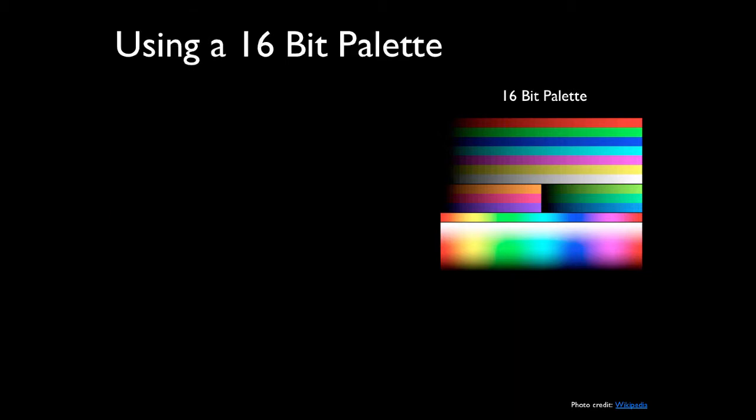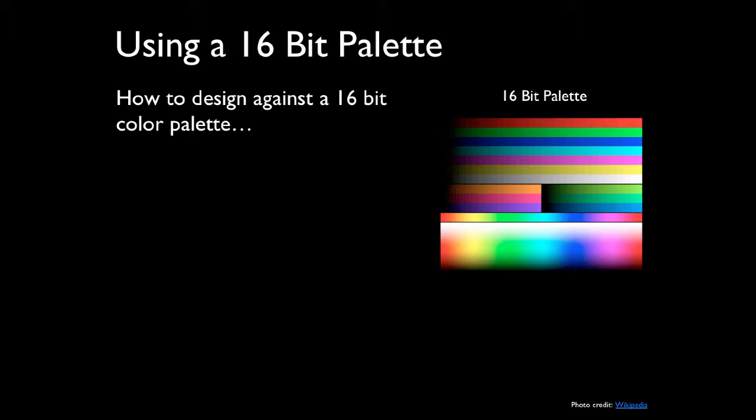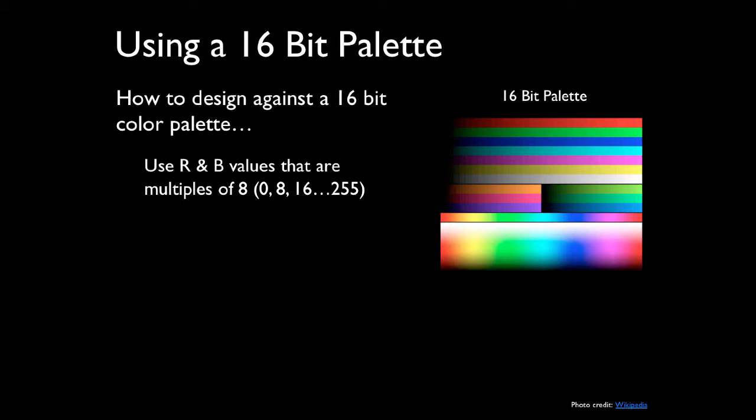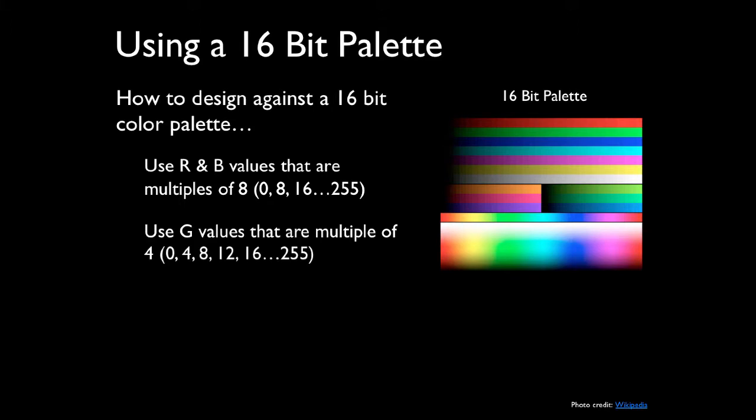So how would one use a 16-bit palette? Well, it's not too complicated, and it's more of a mathematical thing. So when you pick out your RGB values, anything that's red or blue, you look for values that are multiples of 8. So 0, 8, 16, and then 255 is the full value, recognizing that 255 is not a multiple of 8. On the green side, you get to take smaller steps, going from 0, 4, 8, 12, and so on.